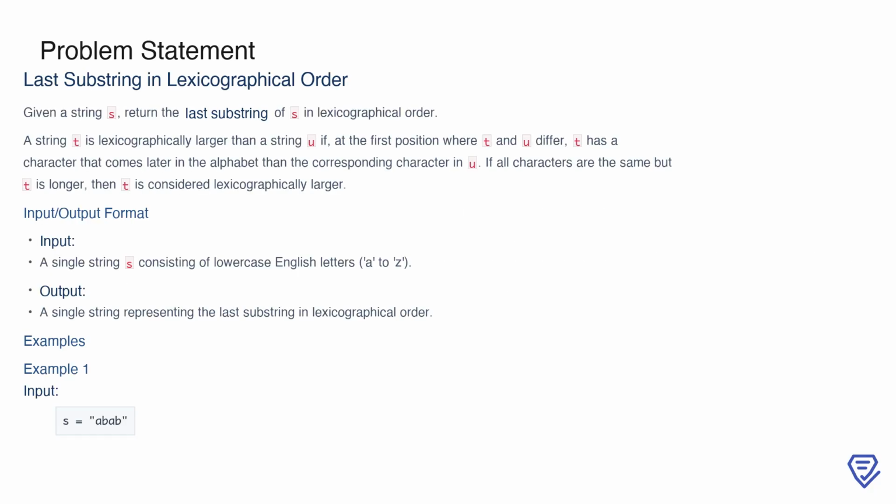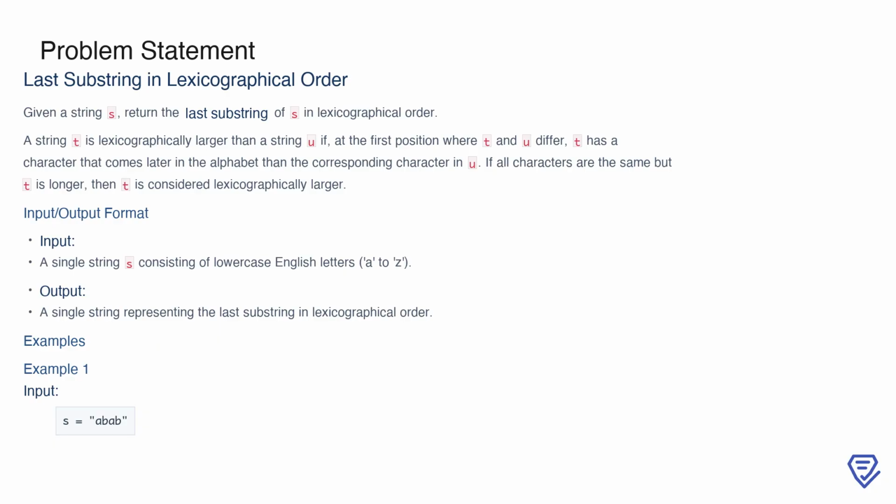In this problem, we are tasked with finding the last substring in lexicographical order from a given string S. To clarify, a string T is considered lexicographically larger than another string U if, at the first position where the two strings differ, T has a character that comes later in the alphabet. For example, B is lexicographically smaller than C. Additionally, if two strings share the same characters but one is longer, the longer string is considered larger.